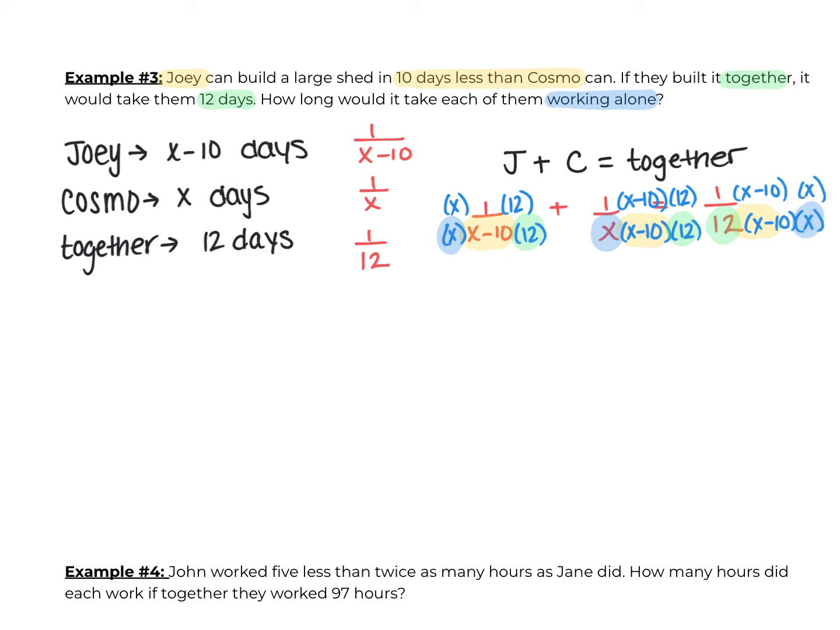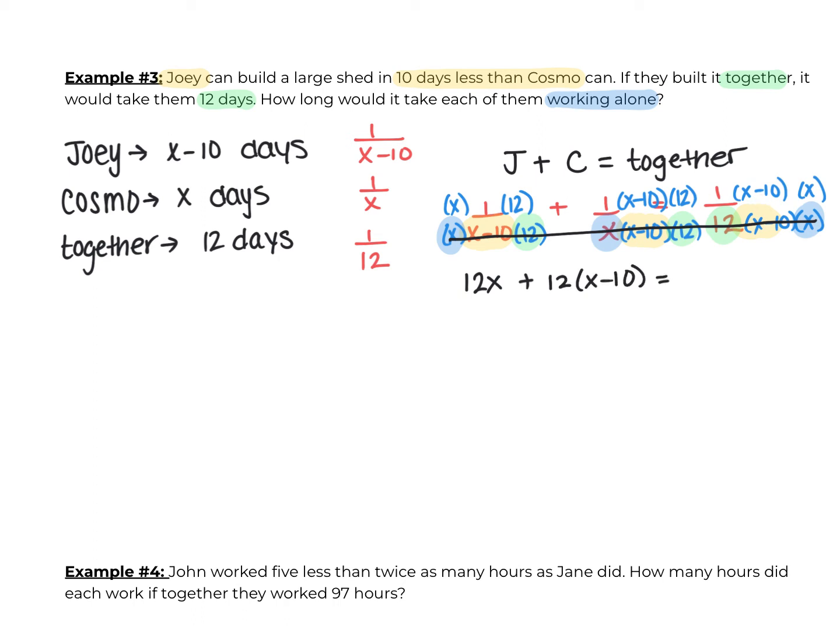If you notice, every denominator has a blue, a yellow, and a green. So now once all of the denominators are the same, you get to cross them off and set the tops equal. So I've got X times 1 times 12, which is just going to give me 12X. Then I have 1 times X minus 10 times 12. So I can put the 12 in front and multiply it like this, and you'll see that we're going to distribute.